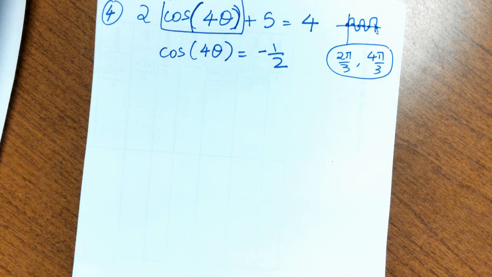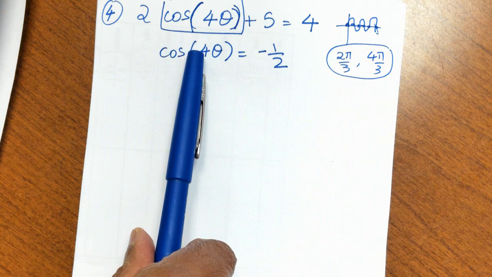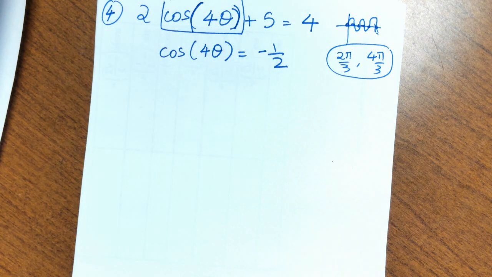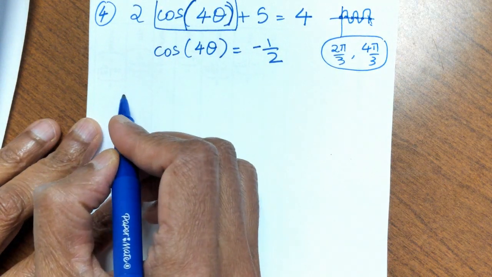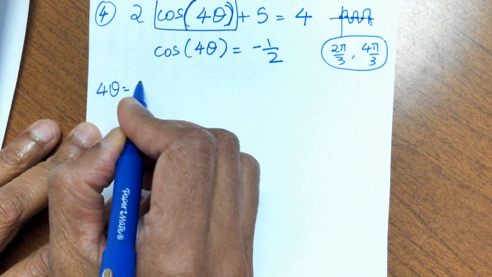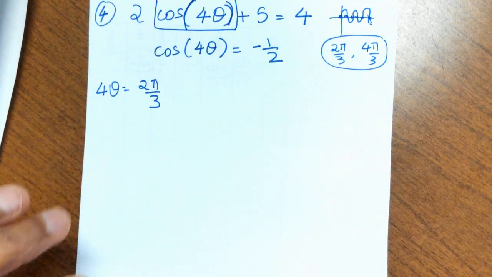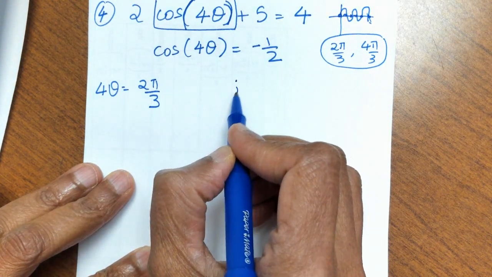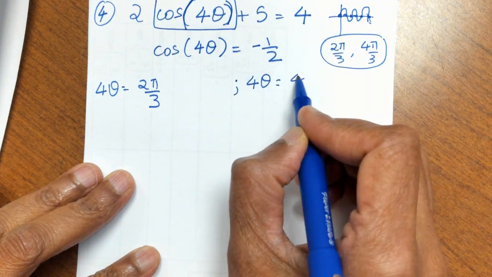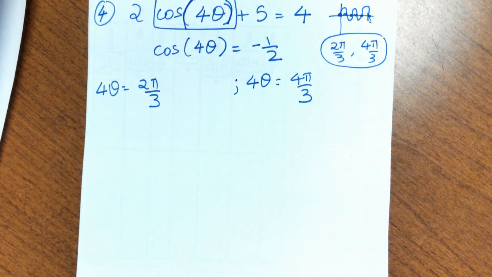So under normal circumstances, if it was just theta, I would have said theta equals 2 pi by 3 and 4 pi by 3, but I will not do that. So what will I do? Instead of saying just theta, I have to say 4 theta. So 4 theta equals 2 pi by 3. Please leave some space because I have to add something here. And then my second solution is 4 theta equals 4 pi by 3. So far I have not done anything different from what I already know of solving a linear trigonometric equation. Everybody good? I isolated the term and then looked at the unit circle to find my angles.